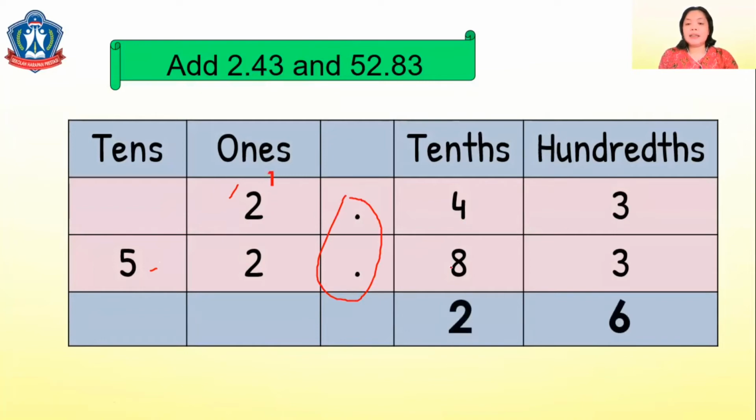Our tenths is equal to 12 tenths. So we regroup the 10 tenths. It becomes 1. So our ones becomes 5 now, and tens is 5 tens. So our answer is 55.26. So children, this is how to add decimal numbers.